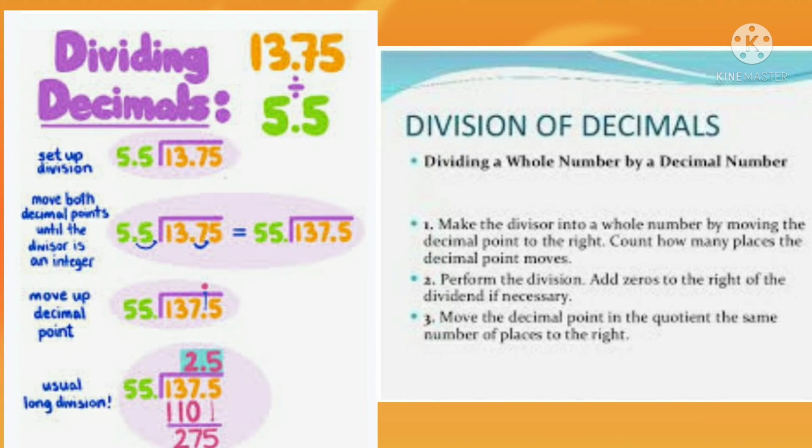To end the recapitulation, let's understand division also. Make the divisor into a whole number by moving the decimal point to the right. Count how many places the decimal point moves. Perform the division as usual. Add zeros to the right of the dividend if necessary, and move the decimal point in the quotient the same number of places to the right.